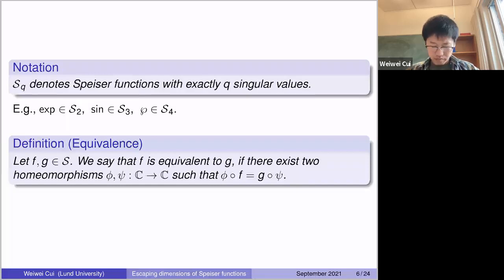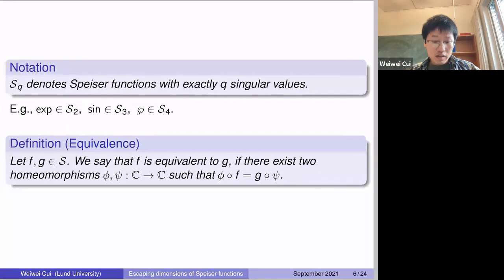I will also recall that two functions are equivalent if they are conjugate. Here I only restrict myself to Speiser functions. So two such functions are equivalent if there exist two homeomorphisms of the plane such that this relation holds. Homeomorphism here can be replaced by quasiconformal homeomorphism. Roughly it means that two functions are equivalent, they stay in the same parameter space. And the set of equivalence classes forms a finite dimensional manifold.